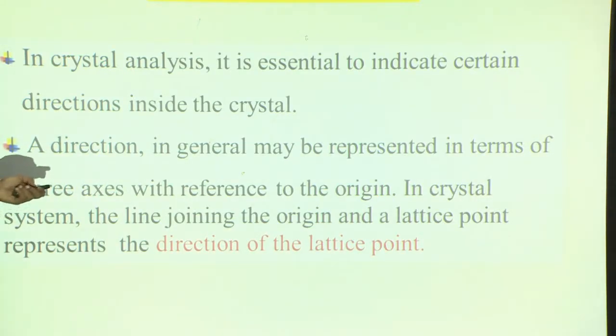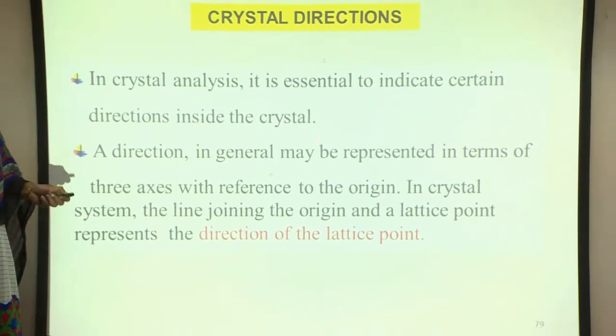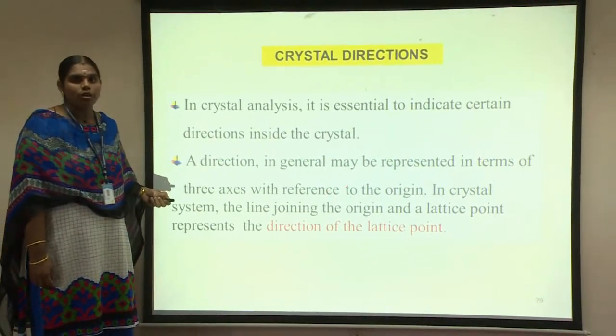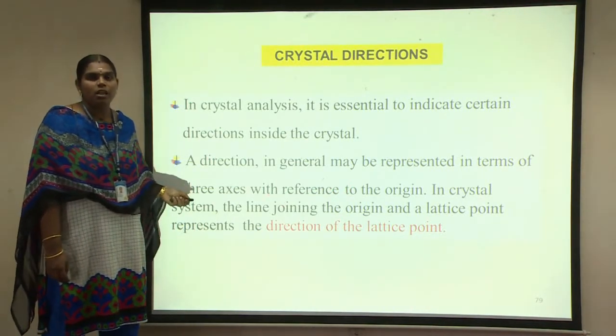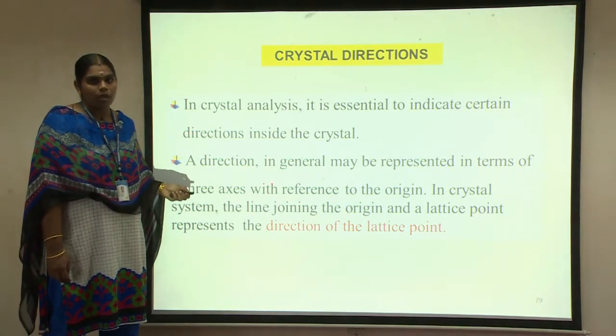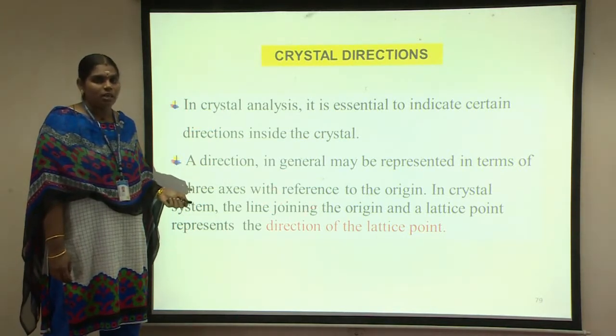So in the crystal, it is very essential and very important to indicate the direction inside the crystal, that is, how the crystal goes about. In order to understand this in general, we can represent the direction of the lattice point, which is very useful in calculating what is known as the distance between the planes, which we call the d spacing. And generally we specify d is equal to a by root of h square plus k square plus l square, which gives a relation between the lattice parameters and the Miller indices.